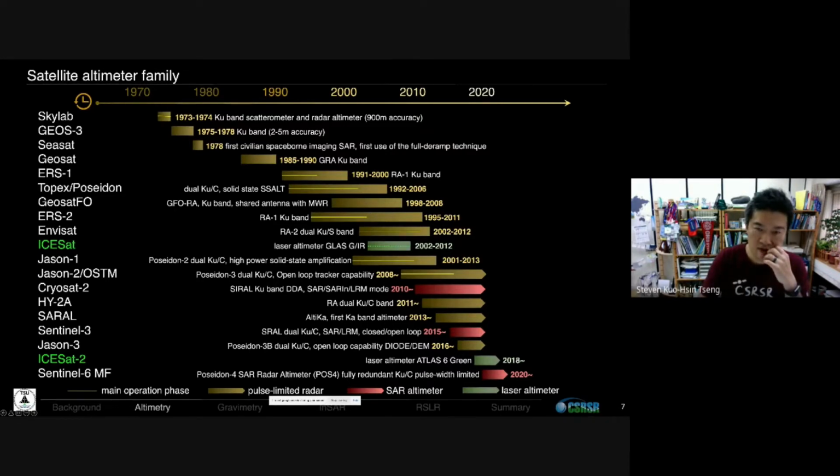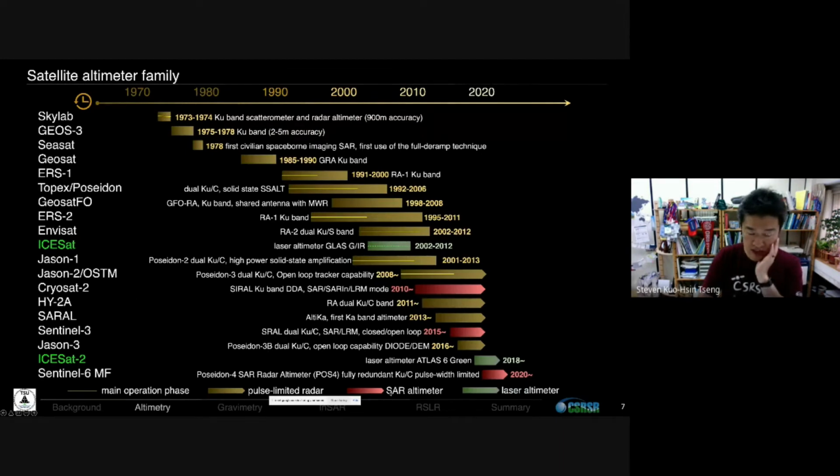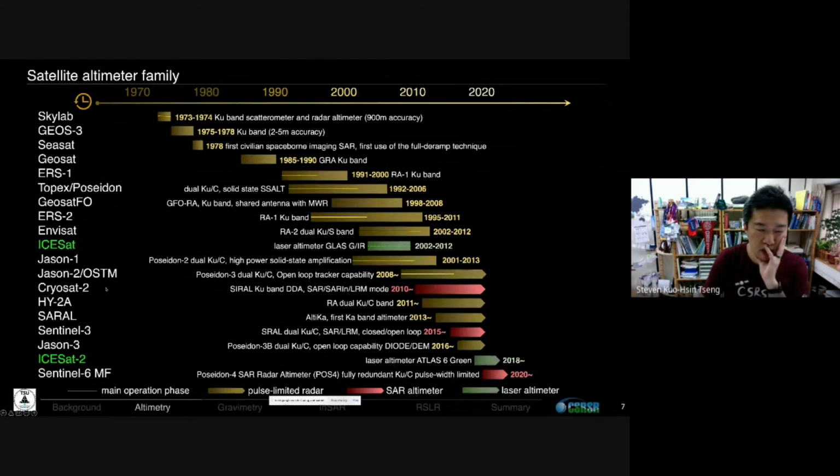This yellow-gold time series is the so-called pulse-limited radar. It's a very common altimeter radar that has a symmetric dome shape of radar coverage, the footprint. So it basically can smooth out the ocean waves and so on. And since 2010, CryoSat-2 is a new SAR altimeter. It uses a synthetic aperture radar technique, basically using the coherence of the signal, so we can enhance the resolution of the footprint. So it performs better in the coastal area.